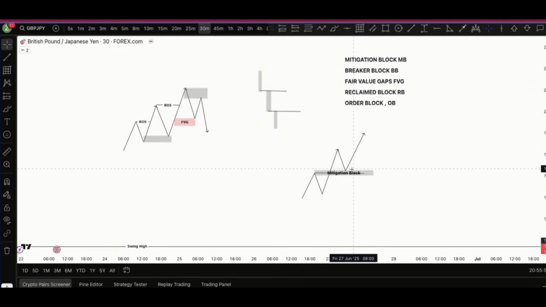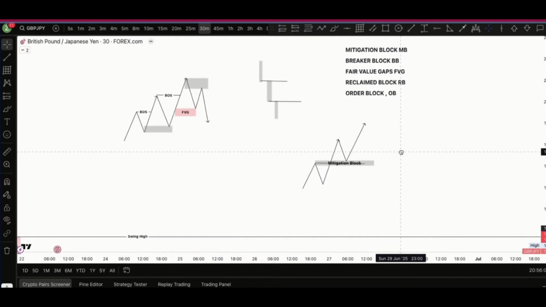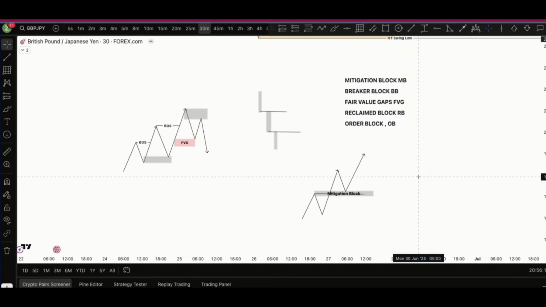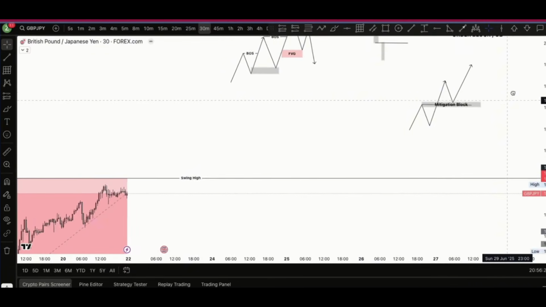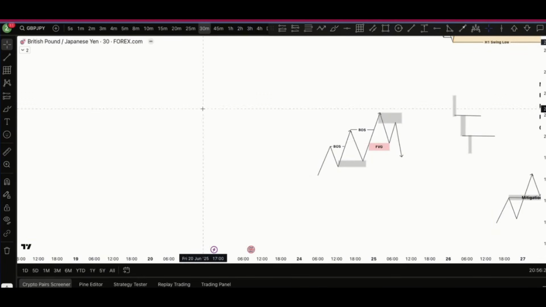Now look at something. For a mitigation block to hold, there are some things you need to see. That is liquidity within that zone. But we have not yet covered liquidity. So let's continue. When we go to liquidity, we'll come back and inject it in. So now let's go to breaker block.